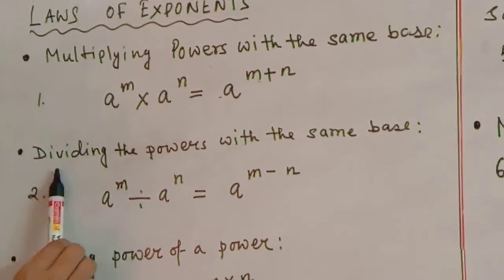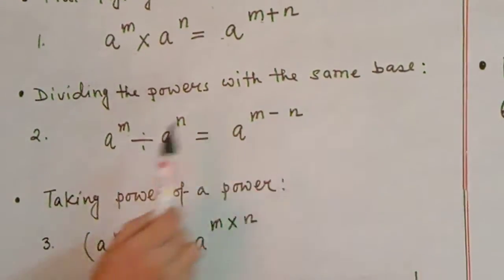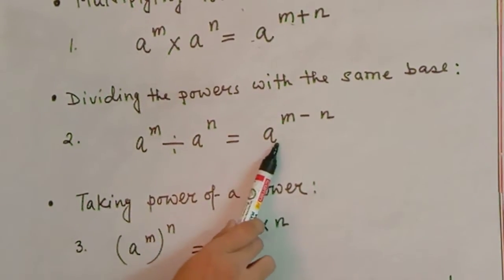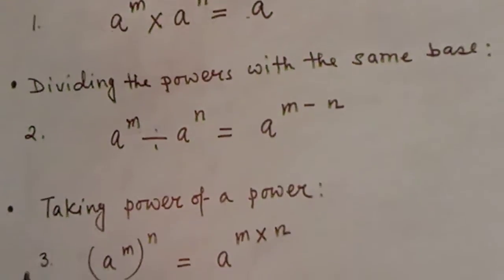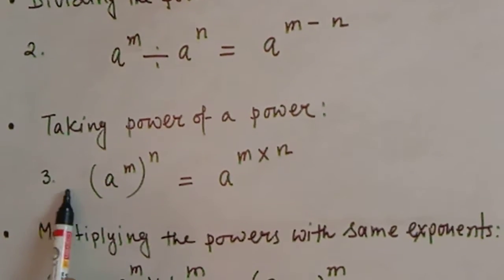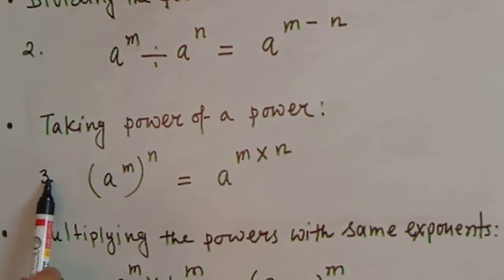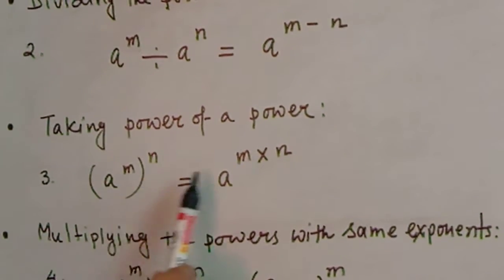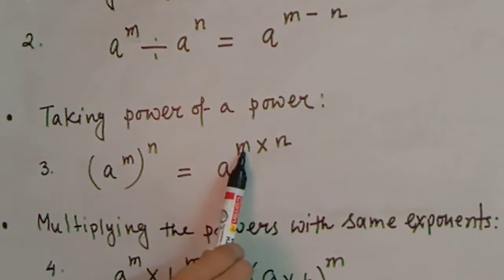Number 2, dividing powers with the same base. A to the power m divided by a to the power n is equal to a to the power m minus n. Taking power of a power, that means it is law number 3. A to the power m whole to the power n. Powers will be multiplied: a to the power m into n.